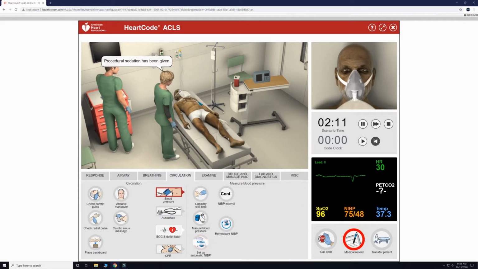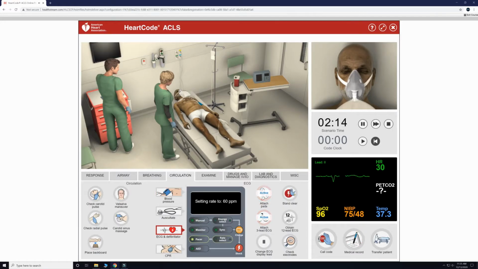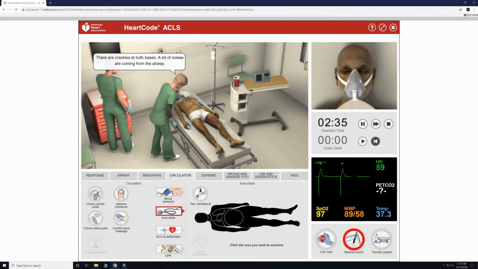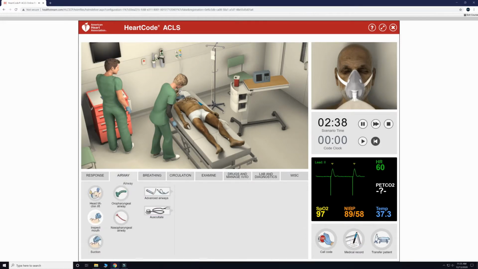Unfortunately, this is not working, and we will need to give procedural sedation and begin to pace this patient up to 60 beats per minute. We will take a quick listen to the lungs and the heart. Our staff reports that they don't hear anything wrong with the heart, but that the lungs sound as if there's crackles at both bases and that there's a lot of noise coming from the airway.